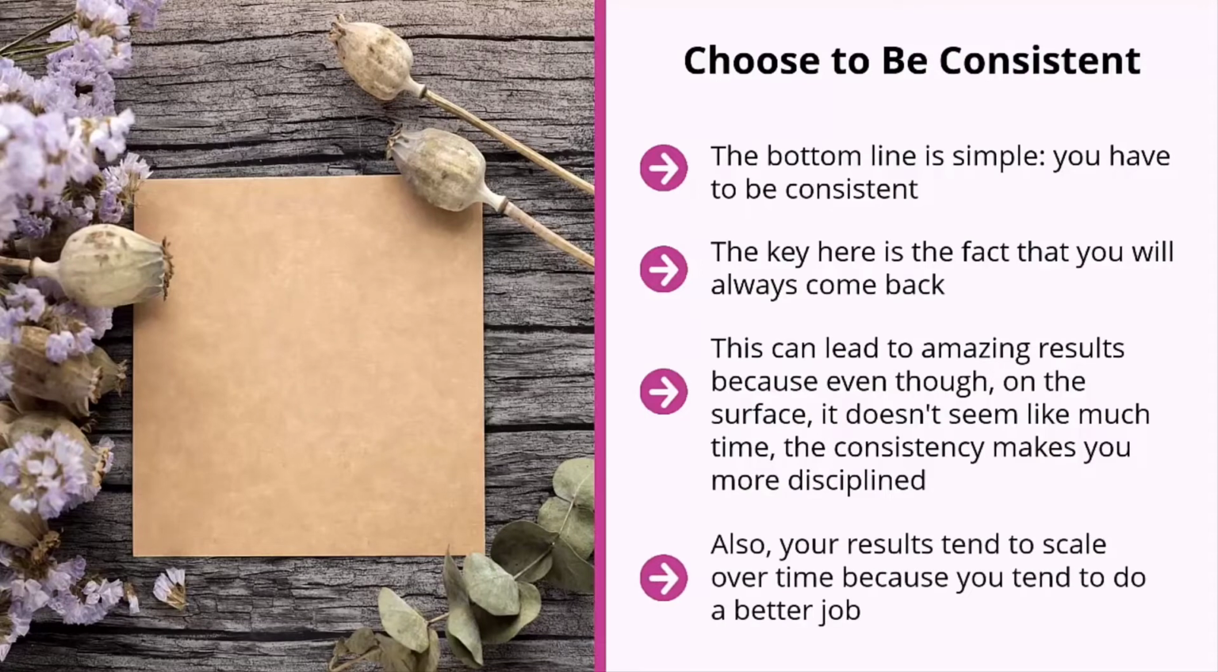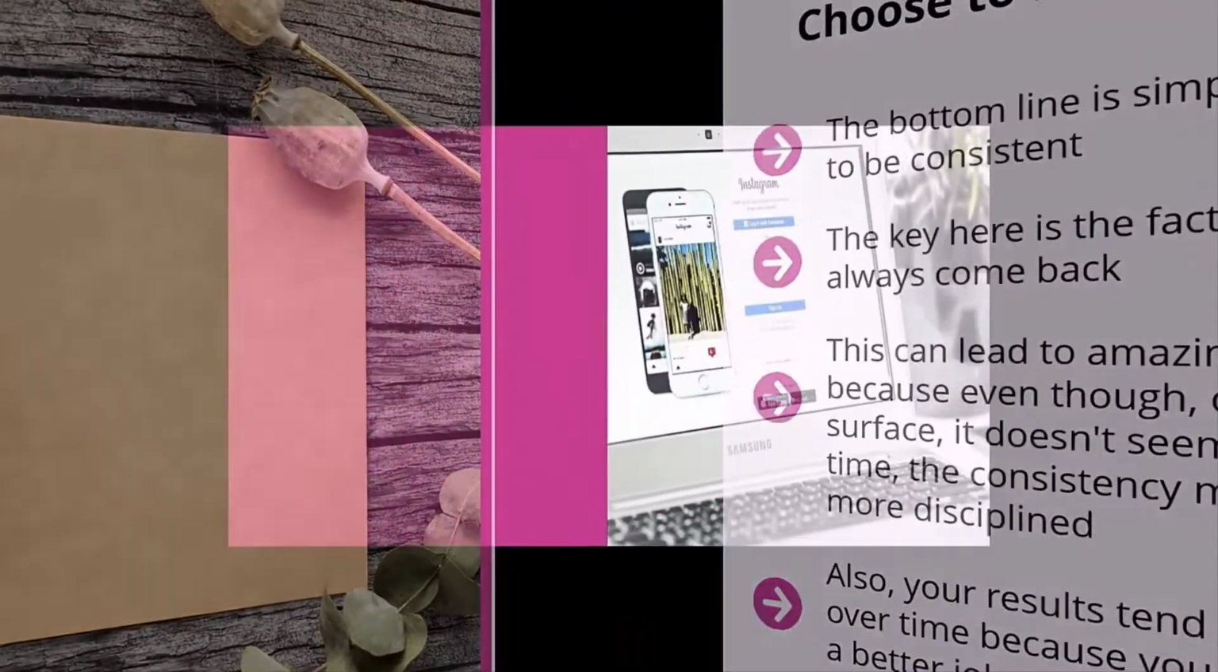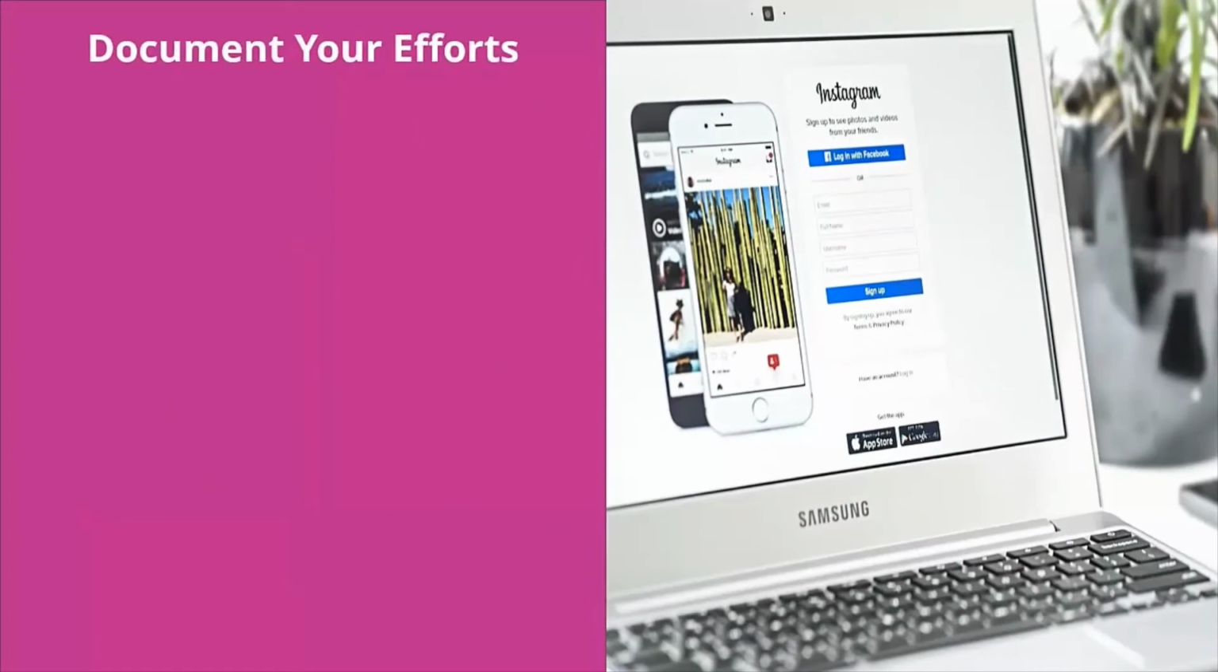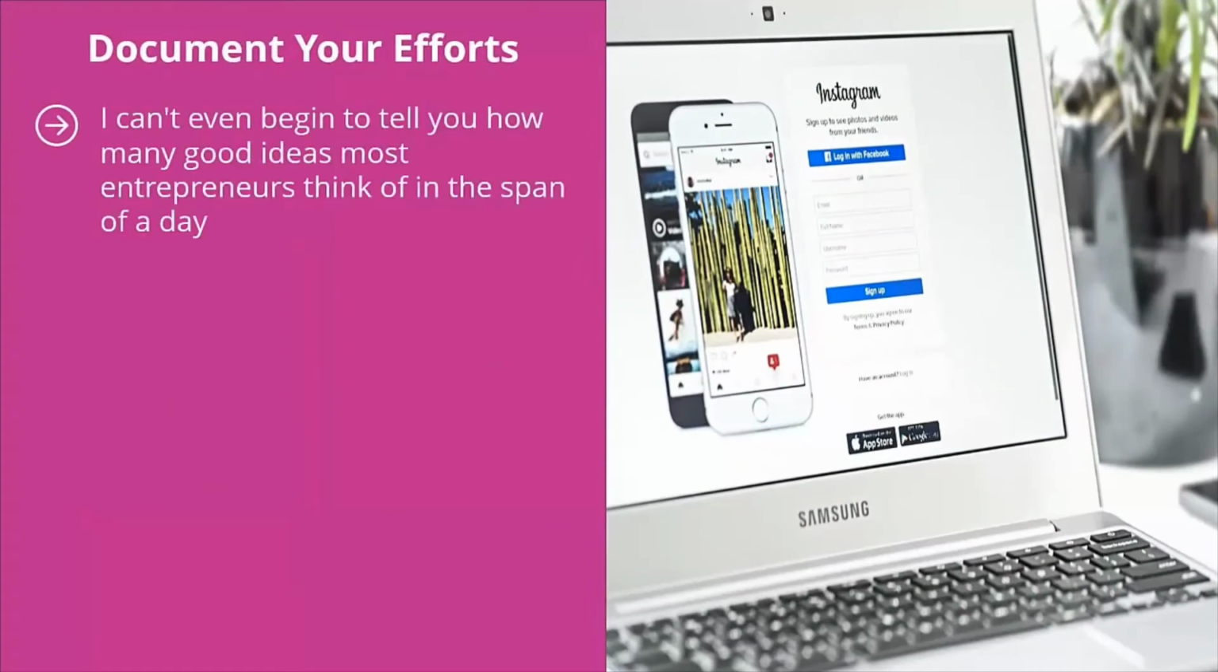Also, your results tend to scale over time because you tend to do a better job. You are able to make better decisions. Document your efforts. I can't even begin to tell you how many good ideas most entrepreneurs think of in the span of a day. But the problem is, if you do not write down these ideas as you work on your Instagram marketing campaigns, you will forget about them. You won't be able to test them.